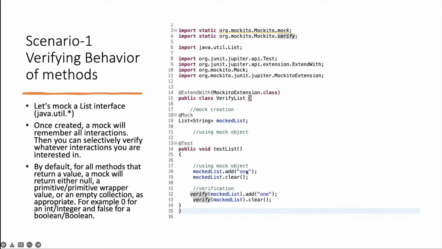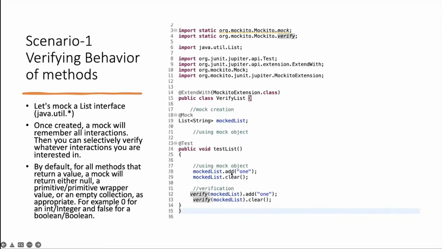Add one, then mockList.clear. And then again you are verifying: verify mockedList.add(1), verify mockedList.clear(). Why are we clearing it? I mean to say, clear and add are methods which are very popular in list. People use add, get, clear, and various other methods. What you are doing is making calls to two methods of your mock object, that is add and clear. And by default, for all methods that return a value, a mock will return either null, a primitive wrapper value, or an empty collection as appropriate.